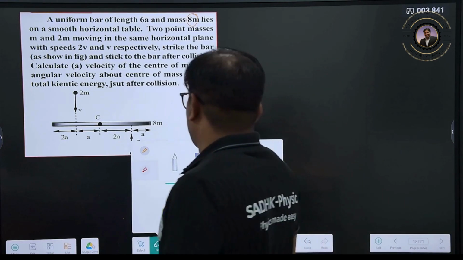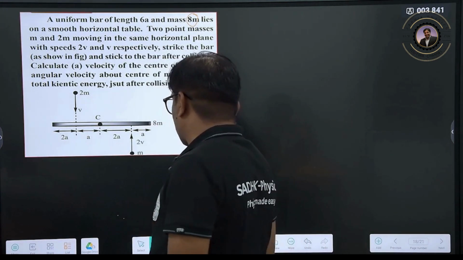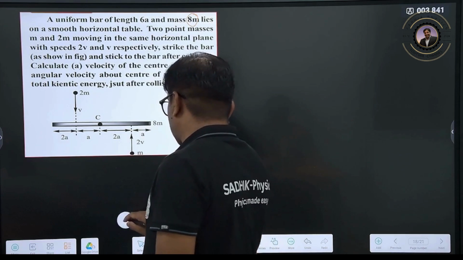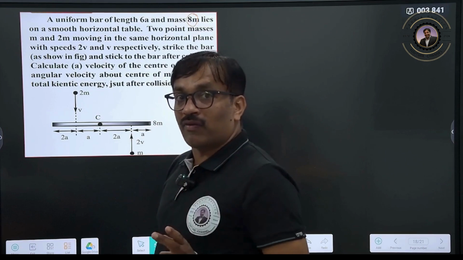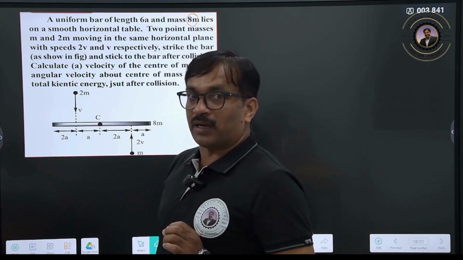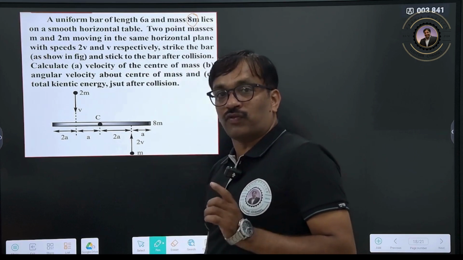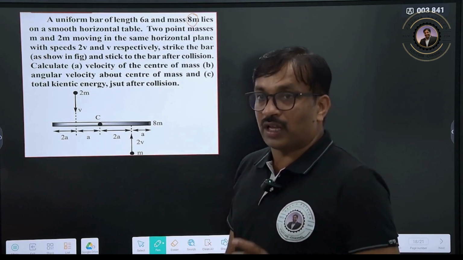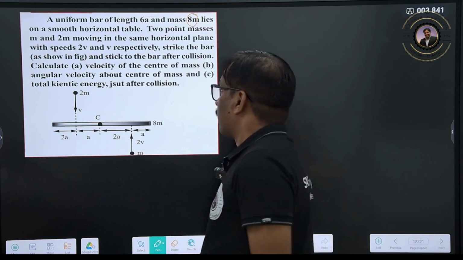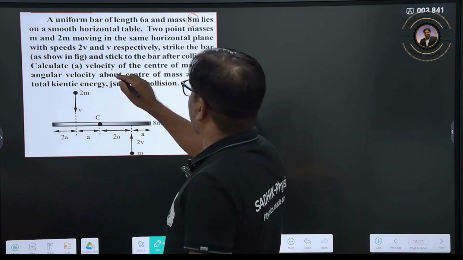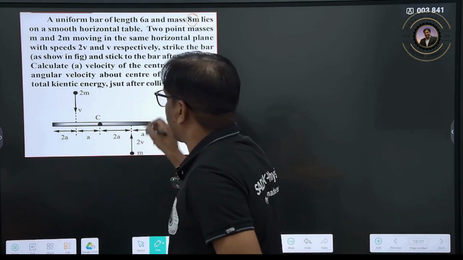calculate. First of all, you have to check whether it is undergoing translatory motion or not. Translatory means momentum, rotational means angular momentum, right? Translatory means force, rotational means torque. Clear? Keep in mind. So for translatory, first of all you have to calculate the velocity of the center of mass of the total body.